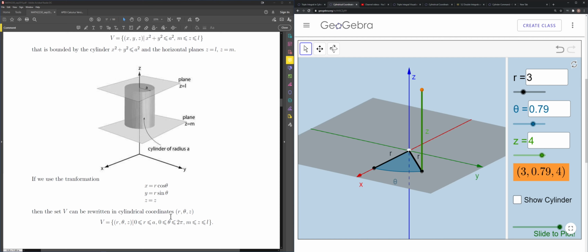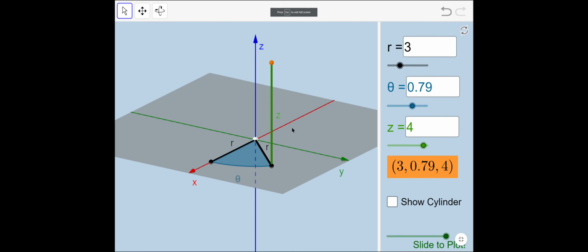A point in cylindrical coordinates is specified using r, theta, and z. You saw these already, because this r and theta is the same r and theta from polar coordinates. In polar coordinates, you're working in a plane, the xy plane, so r and theta are relevant for the xy plane. Then you have a z, which is the normal z, the height, in three-dimensional space.